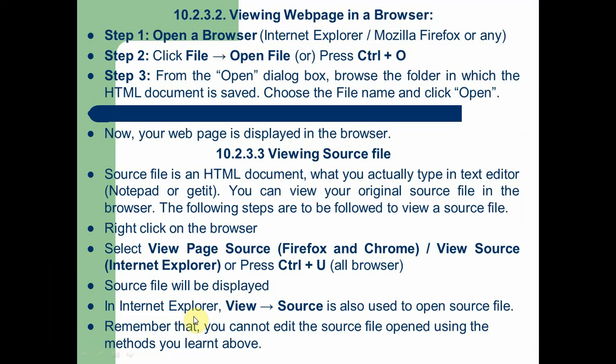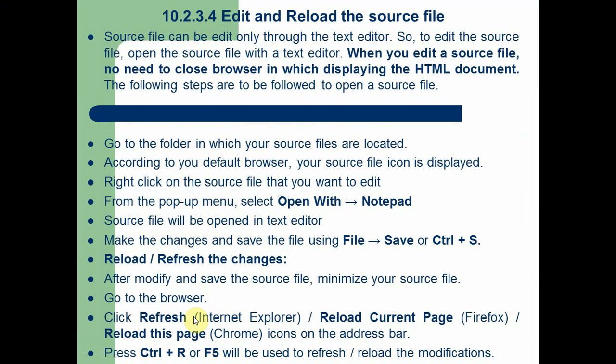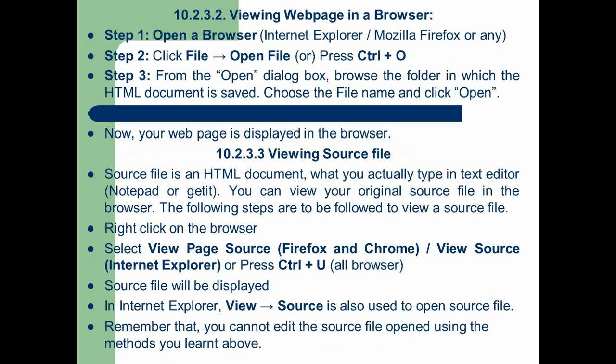The next topic is editing and reloading the source. After we see the source, and after creating the web page, if you want to make any changes in the document or any heading, you can do that. But for that you cannot use the view source method. In view source you cannot change the coding. View source is the option to see only the code, not to change it. So remember that you cannot edit a source file opened using this method.